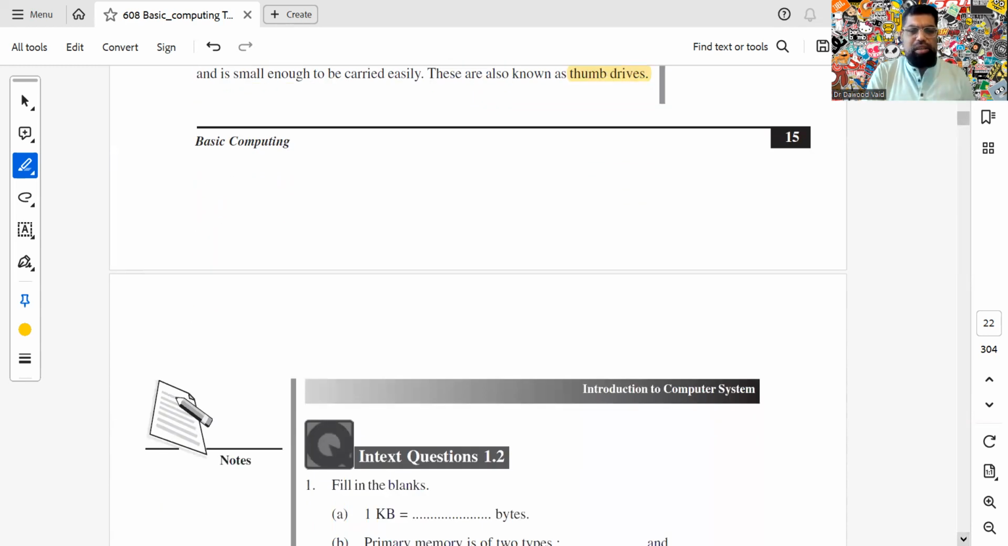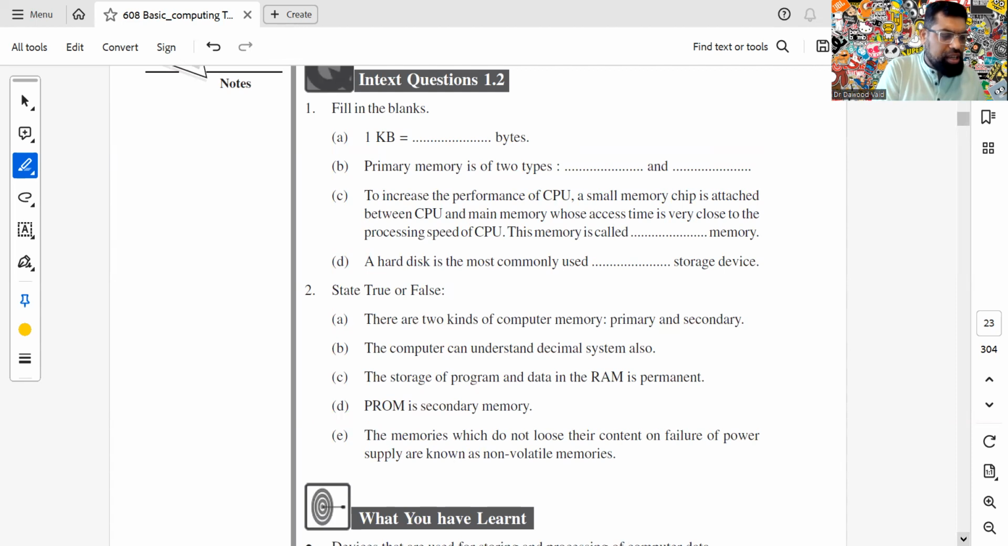Probably you have done most of the chapters, so you know all the answers now. I will send you some pictures very quickly. What is 1 KB? It's 1024 bytes. Primary memory is RAM and ROM. To increase the performance, you use a memory chip which is between the main memory and CPU. Well, this is called cache memory. You have an entire definition of a cache memory here. I love this definition. And a hard disk is the most common secondary storage device. Remember, it's a secondary storage device.